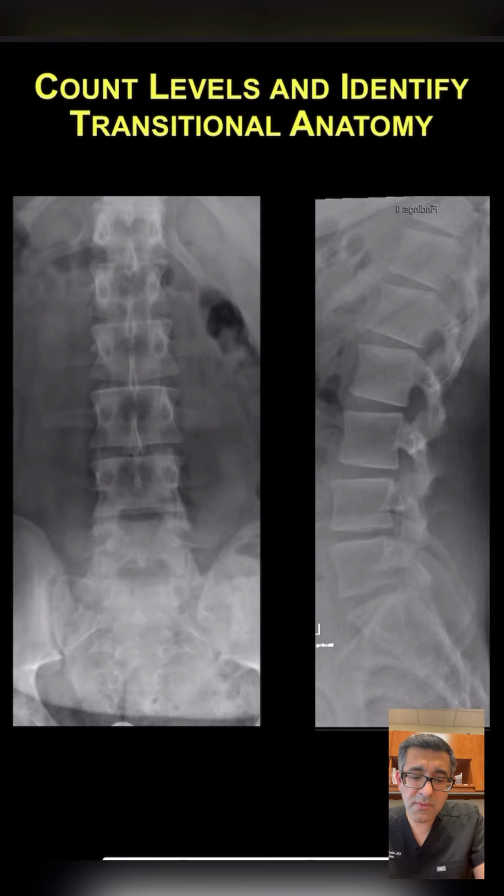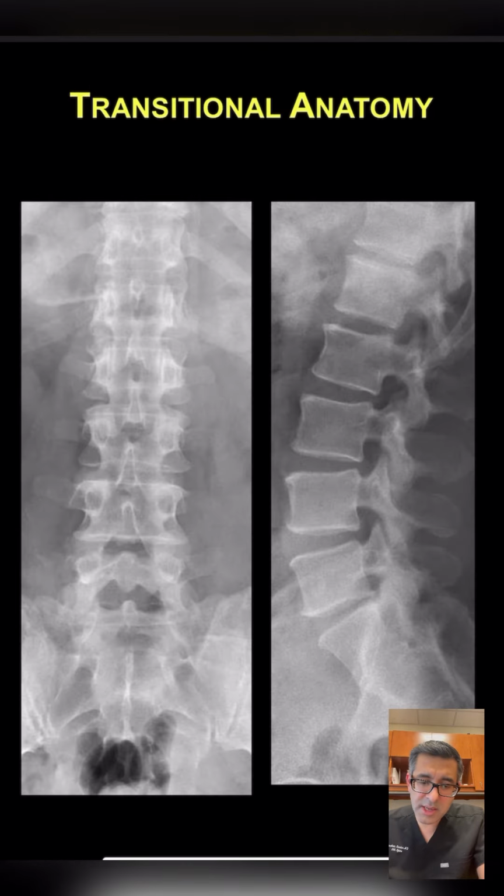What are the things that we look for in x-rays? Well, you want to look at the AP and lateral. And we want to make sure that there is no instability, that the alignment is okay, and also to see that there is no transitional anatomy. So in this patient, that's a normal looking lumbar segment count. So this patient has 5 lumbar segments, which we can see here overall.